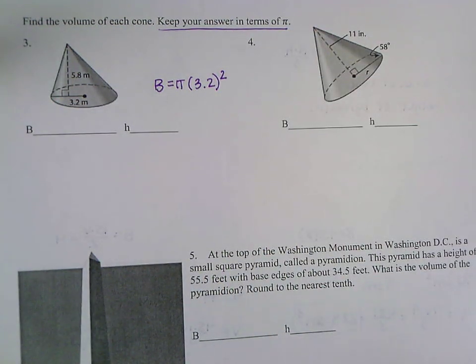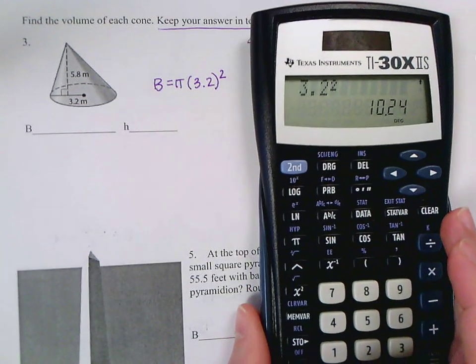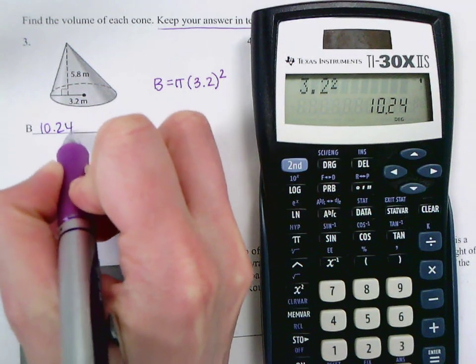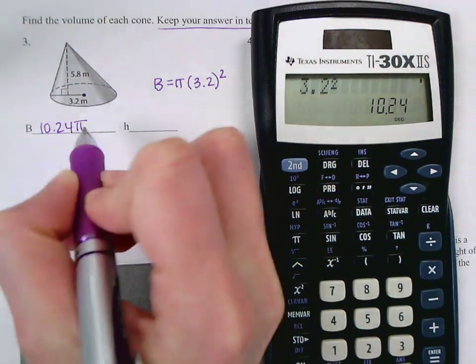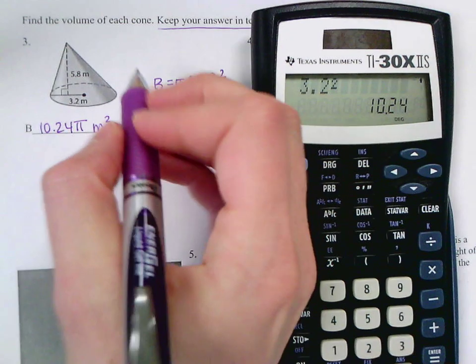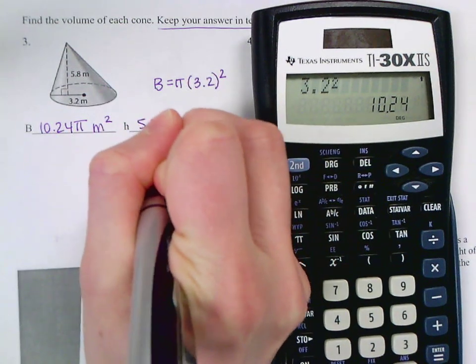And like I've been doing with areas of circles, I'm just going to take 3.2 squared, which is 10.24. So I'm going to write the area of the base as 10.24 times pi. And that's meters squared. So that would be the exact area of the base. And then the height of the cone is 5.8.